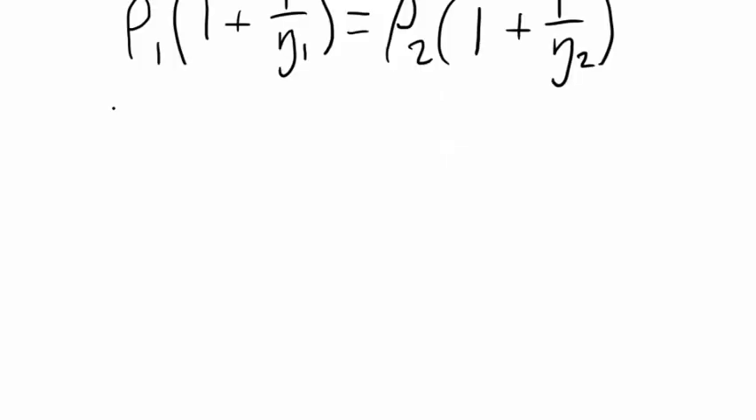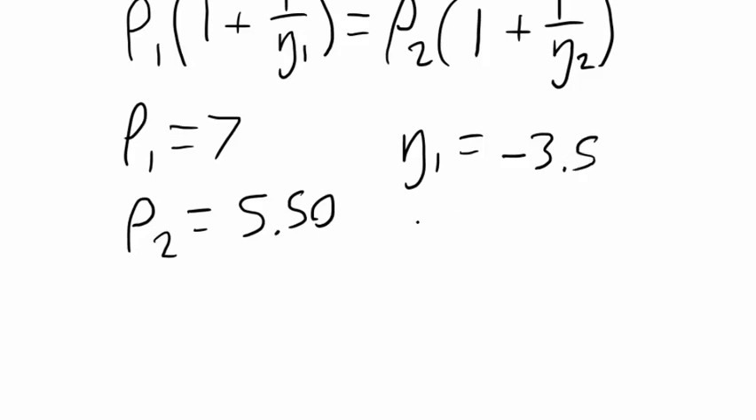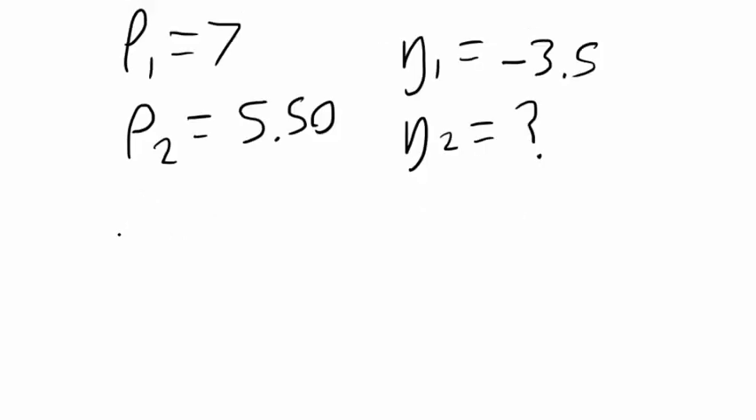So the first thing we want to determine is what do we know? So we know the price for Raccoon City is $7. And we also know that the price for Great Lakes Crossing is $5.50. And we know the elasticity of demand for Raccoon City is negative 3.5, and the only thing we don't know is the elasticity for Great Lakes Crossing.